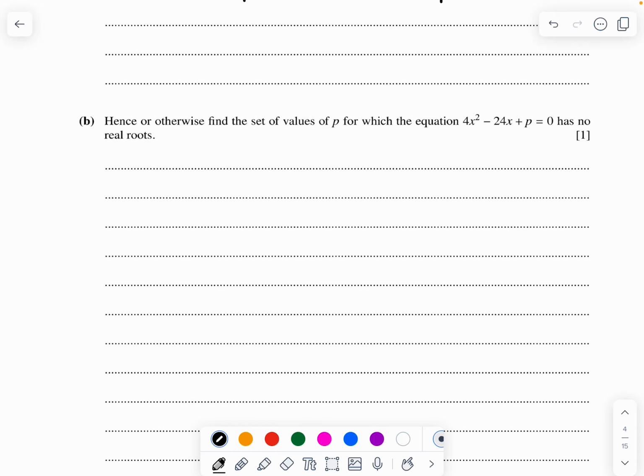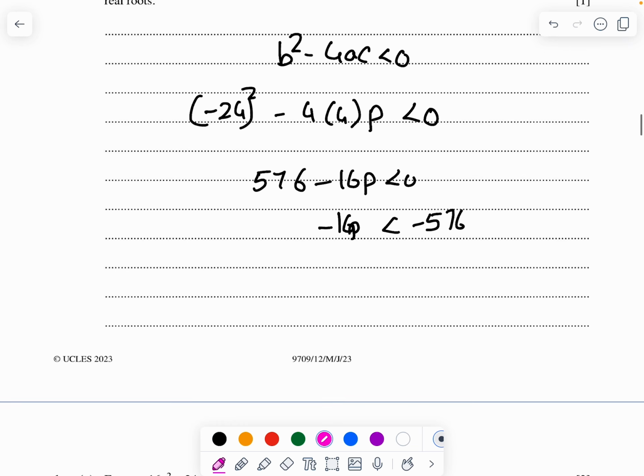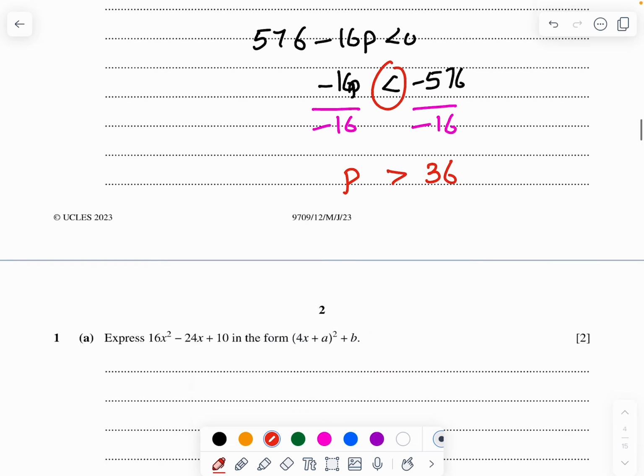Next, hence or otherwise find the set of values of p for which the equation has no real roots. What is the meaning of no real roots? b squared minus 4ac is less than 0. So negative 24 whole squared minus 4 times 4 times p is less than 0. 576 minus 16p is less than 0. Negative 16p is less than negative 576. Divide by negative 16. When you divide by a negative, the inequality symbol changes. So p is greater than 36. That's going to be the answer.